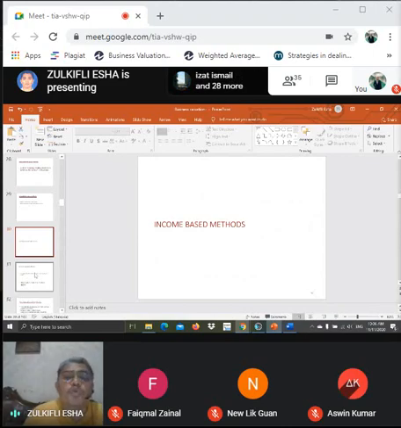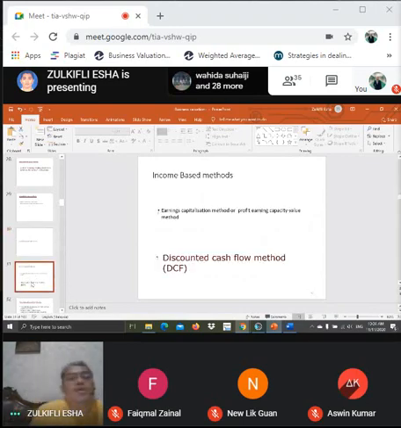So again, you need to make sure that you know about DCF, how to determine the PV, how to determine the discounted cash flow, net present value, semua tu lah. You must recall back your knowledge on DCF. So this is one of the methods that can be used under income approach, which is discounted cash flow method.